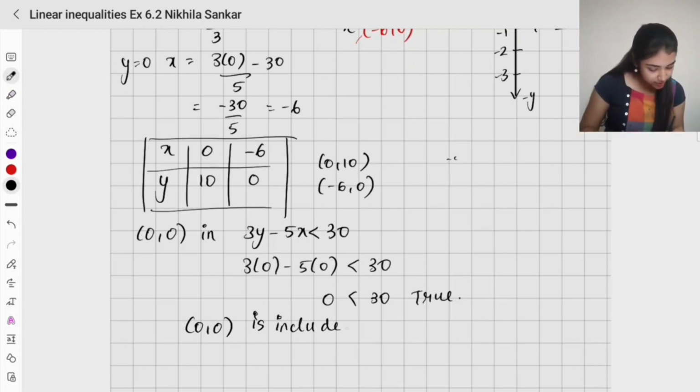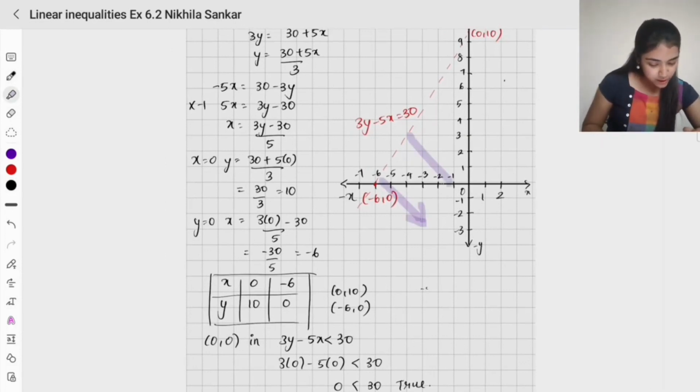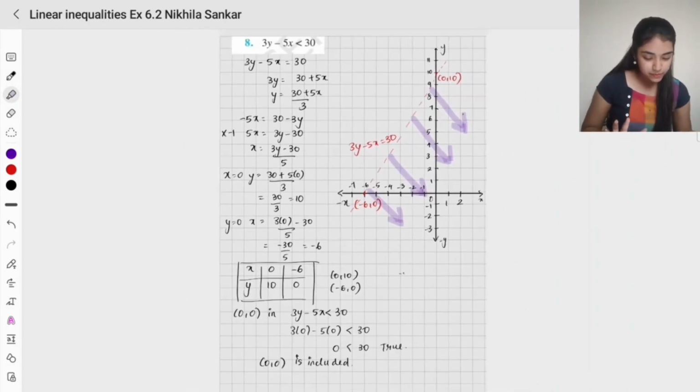0, 0 included na அந்த particular 0, 0 எங்க இருக்கோ அந்த region shade பண்ணோம். 0 எங்க இருக்கு? It is in the lower half plane. So I have to shade this particular region. So இங்க தான் solution set இருக்கு. Okay, please copy.